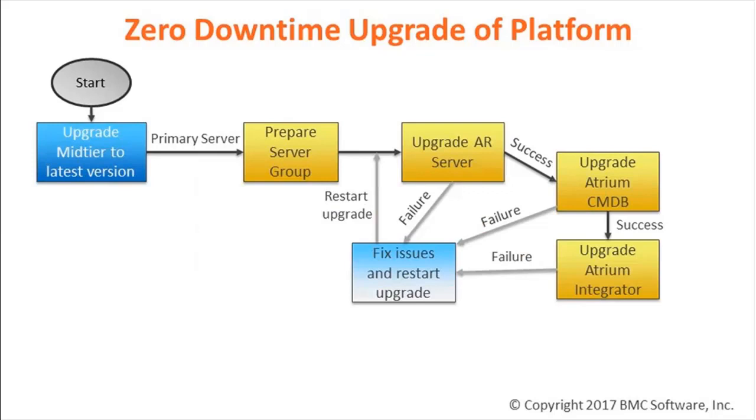Upgrade, and everything went fine, but let's say in the ATM integrator there was some failure, then the system is not going to put you in a situation where half of your stack, the AR and CMDB, is on the newer, upgraded version, and the ATM integrator is on the previous version. Actually, the system will roll back the entire thing, including the AR and CMDB, to the previous version. Once you fix the issue, you will be able to restart the upgrade process, and you will be able to complete all the three components in the next run.